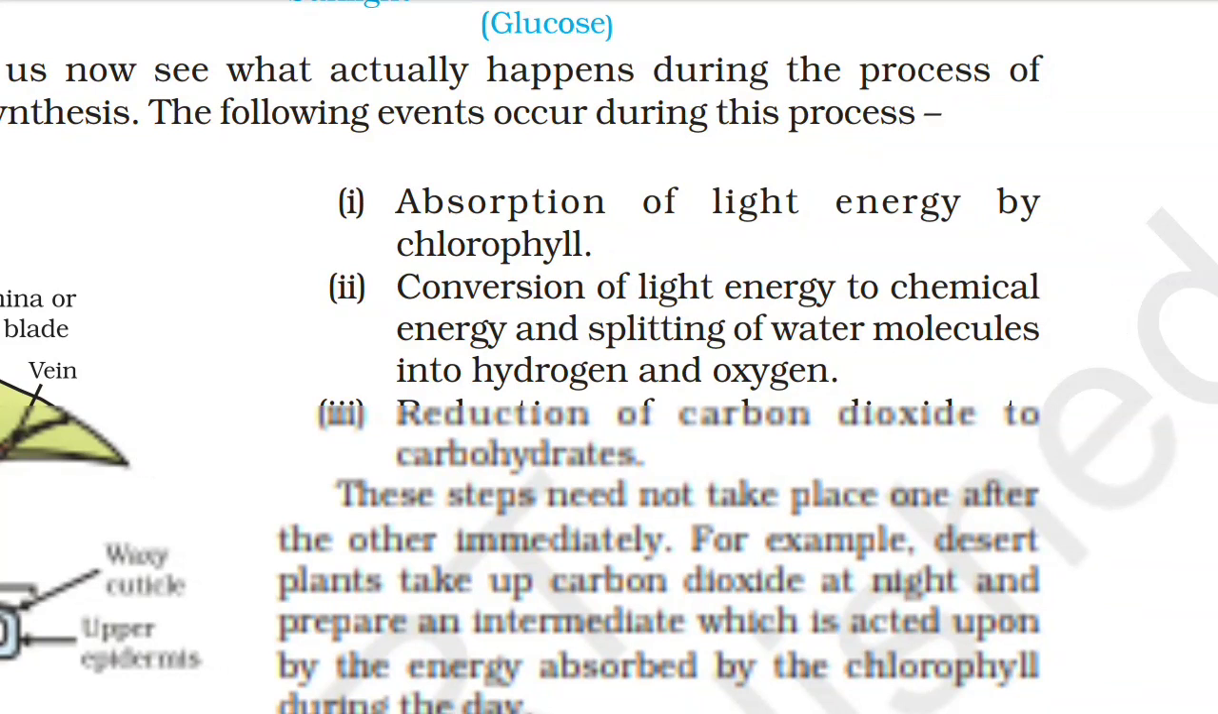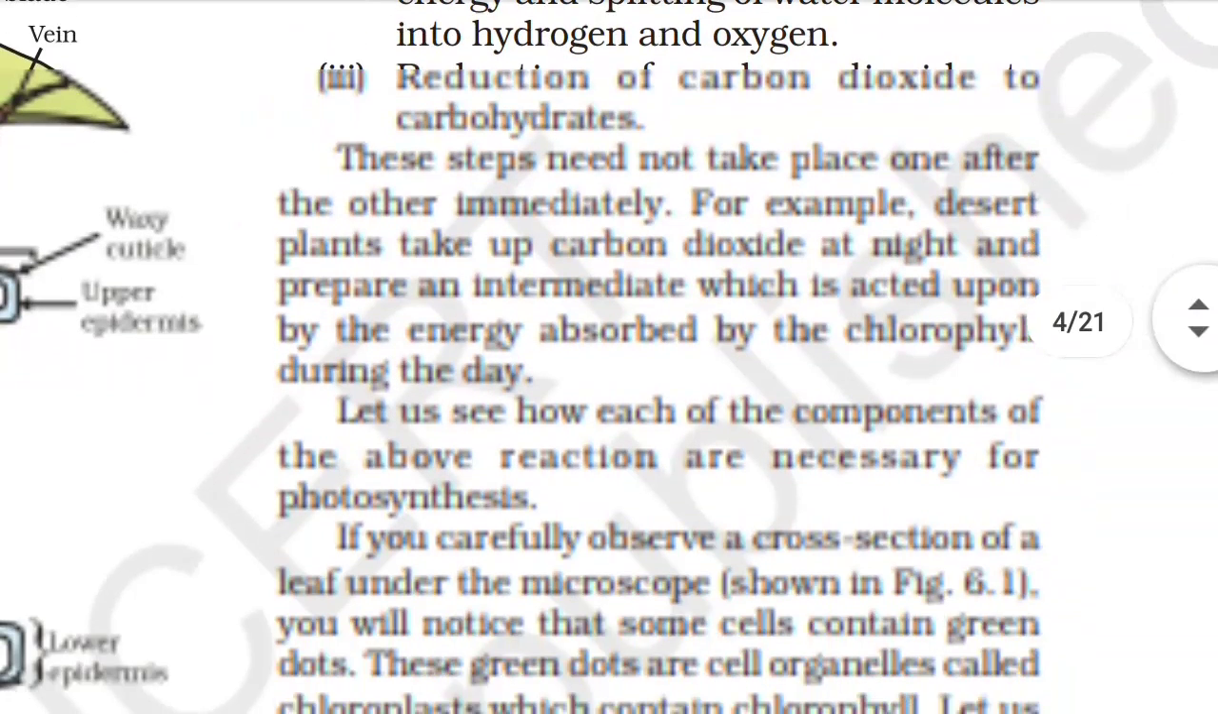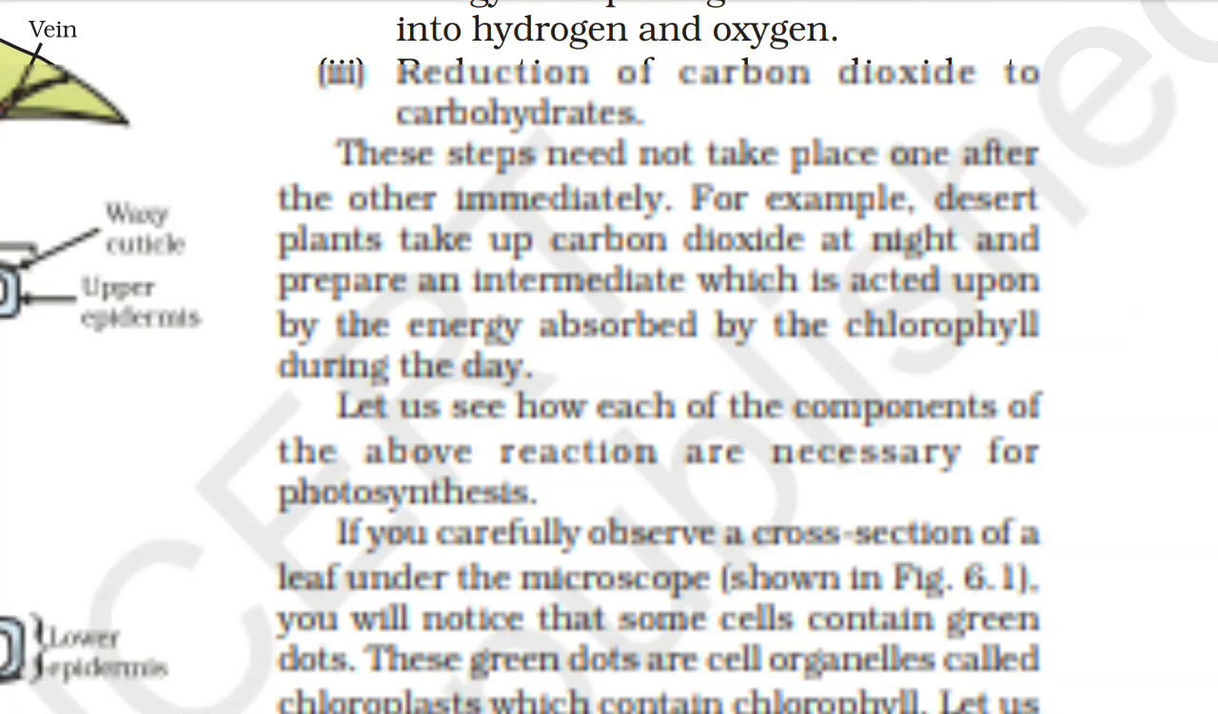Number 1. Absorption of light energy by chlorophyll. Number 2. Conversion of light energy to chemical energy and splitting of water molecules into hydrogen and oxygen, which are H+ and OH- ions. Number 3. Reduction of carbon dioxide to carbohydrates. These steps need not take place one after the other immediately.